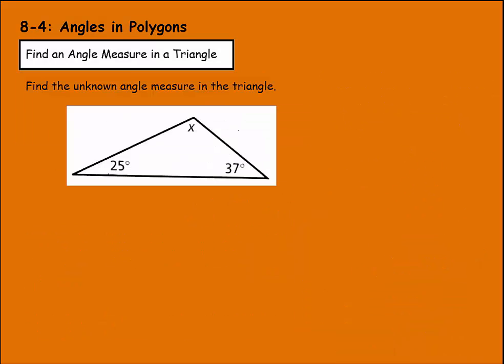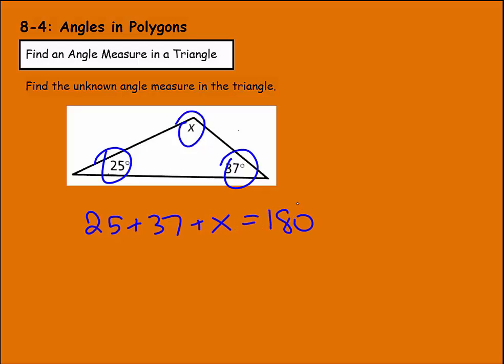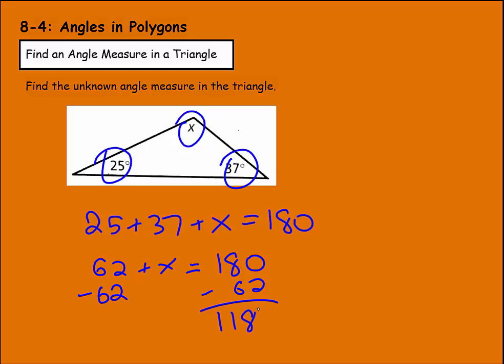So let's try this again. In each triangle, we have a 25-degree angle, a 37-degree angle, and x. All of these added up should equal 180. So 25 plus 37 plus x equals 180. 25 plus 37 is 62, so 62 plus x equals 180. Subtract the 62 to get the x by itself. That would give me 118. So x equals 118 degrees.